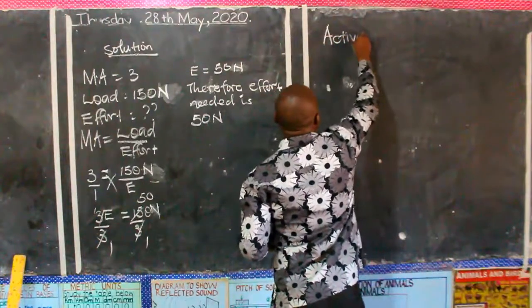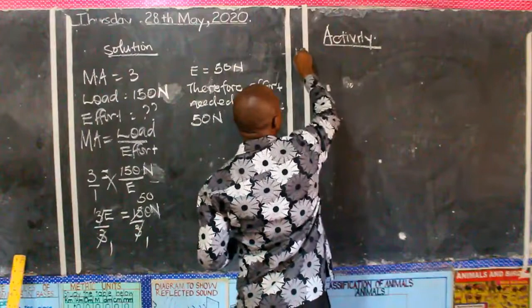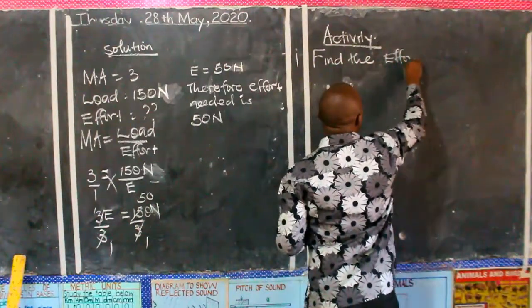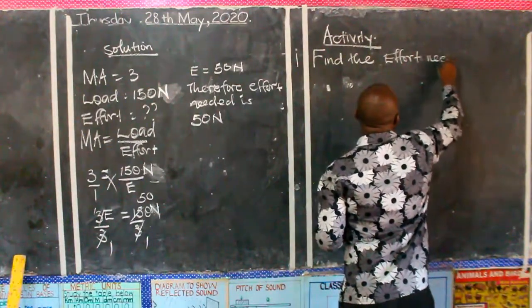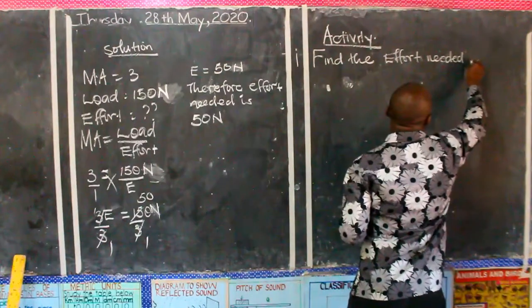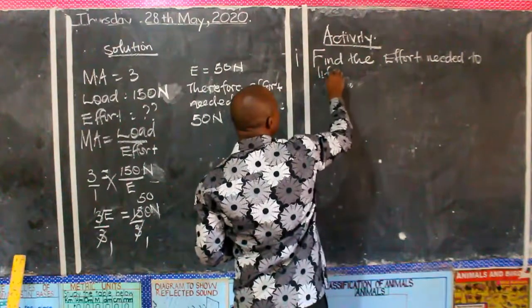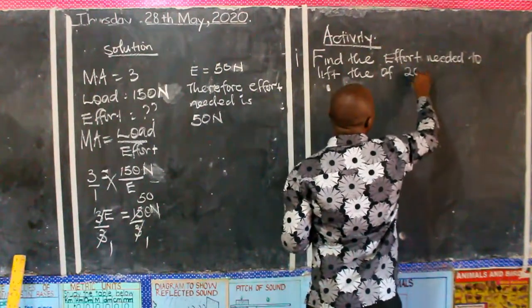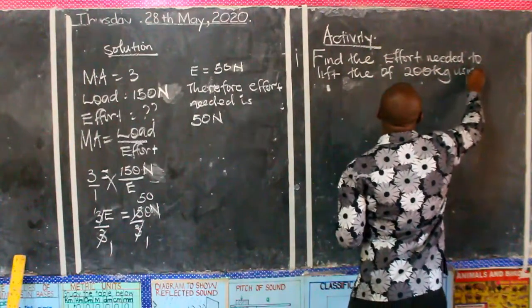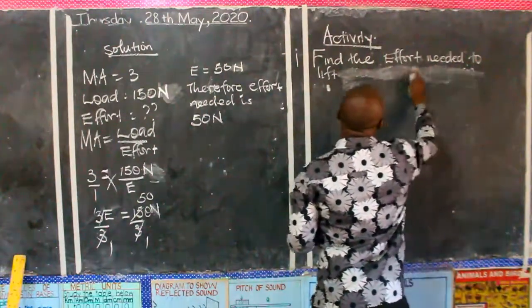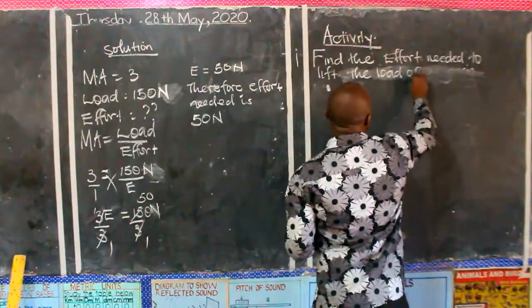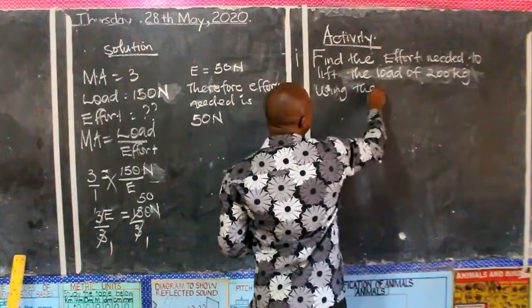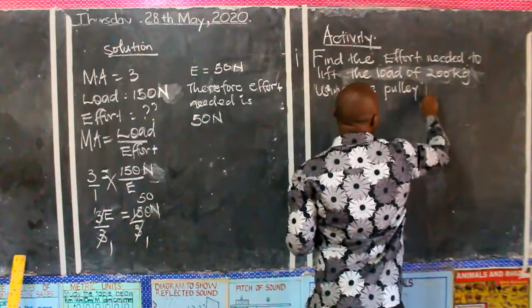Activity 1. Find the effort needed to lift the load of 200 kilograms using the pulley below.